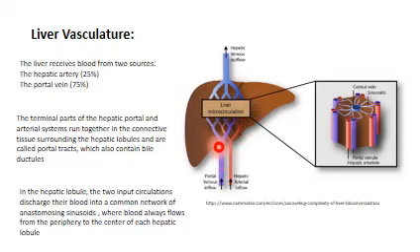However, the portal vein carries deoxygenated blood. However, this blood is rich in nutrients and rich in metabolites. These two sources of blood supply enter into the parenchyma of the liver, and they fuse together, forming a network of anastomosing sinusoids.